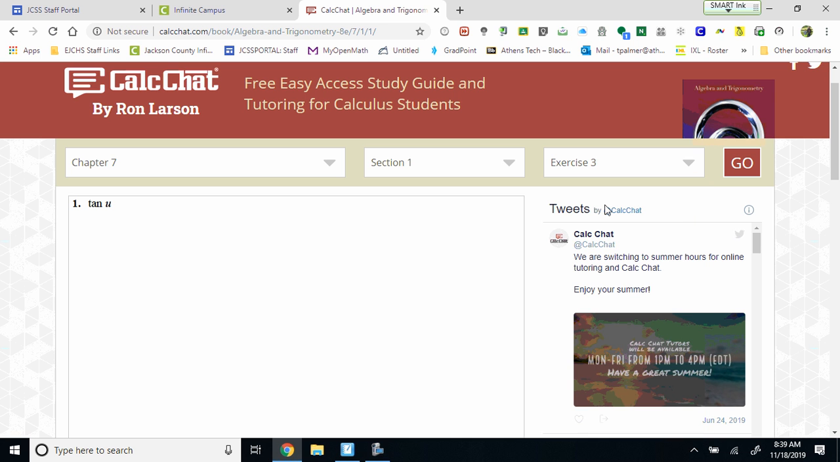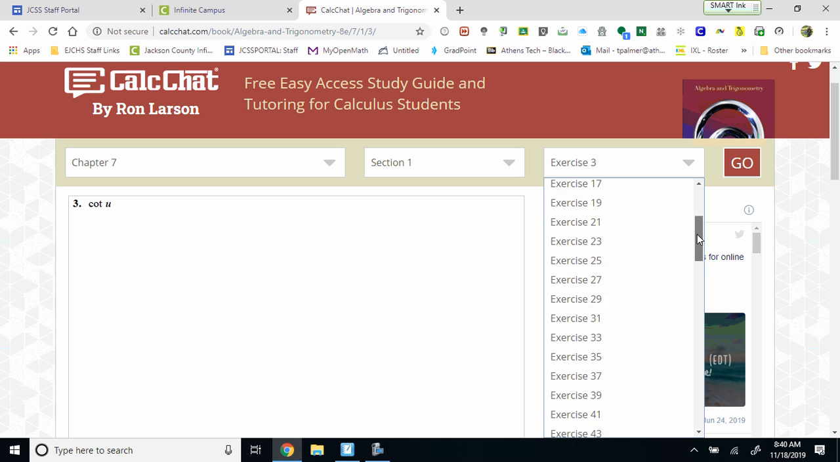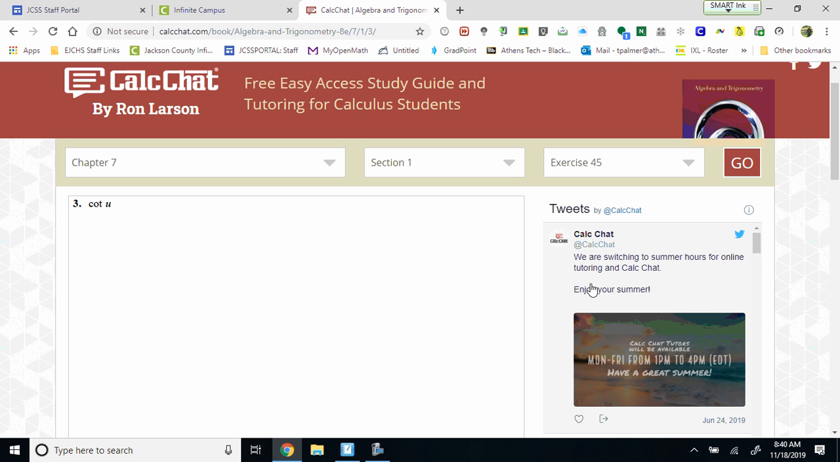If I go to exercise 3, which is problem number 3, we got cotangent. Let's just grab one like 45. I want to show you something. Do you see what I'm talking about? I always told you, look in the back of the book for the odd answers. Well, they stopped doing that because they figured out with the internet and technology that they could save some paper. And when they save paper on printing, guess what that saves? Trees.